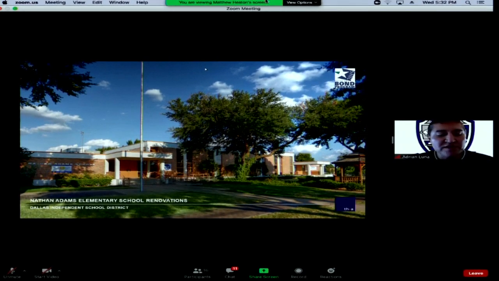I've had an opportunity to meet and work with the project team, and I am very excited about the renovations to the school.